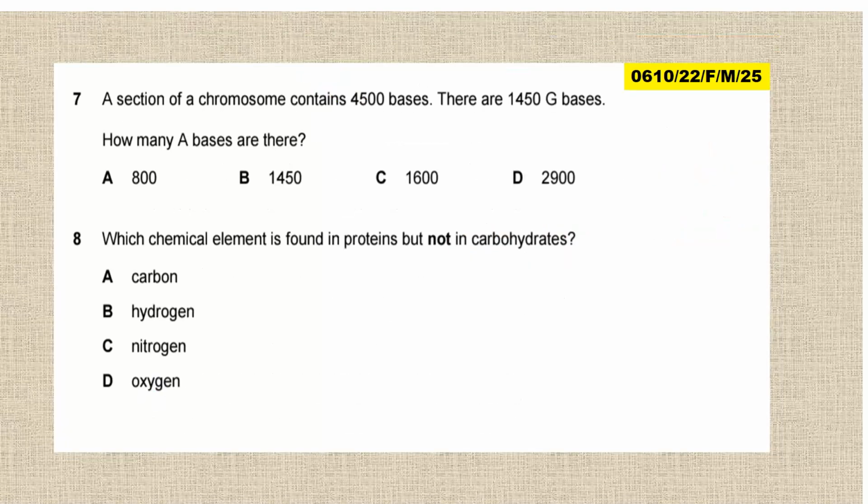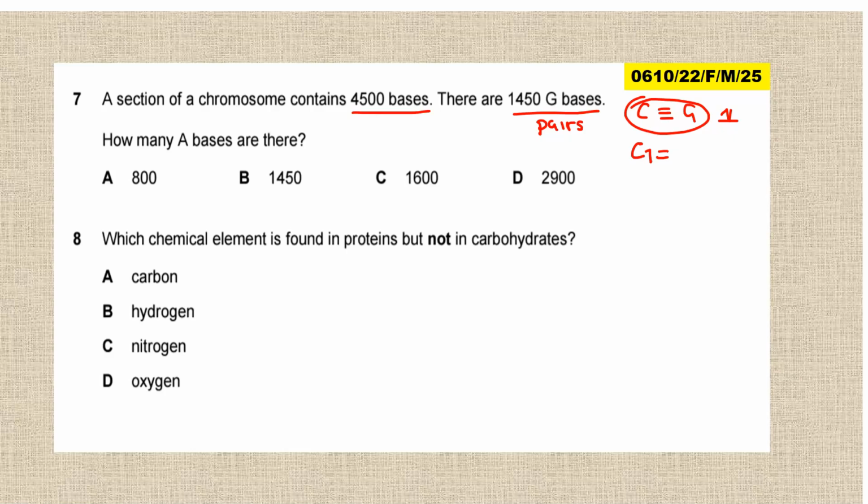Then let us look at this question. This is paper 2, variant 2, February, March 2025. A section of a chromosome contains 4,500 bases. A chromosome is just where the DNA is coiled. There are 1,400 G bases. Now, these are bases, not pairs. There's a difference between 1,400 pairs, which means C to G, and bases, which means just G.